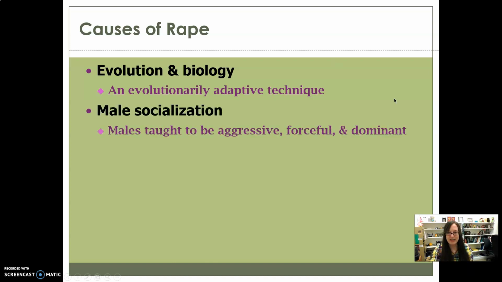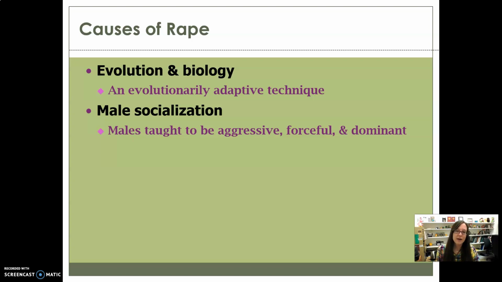So that's one possibility, and again, it's not that somebody is thinking that cognitively, that's just sort of what drives some of our base instincts. So male socialization is another one that could be a potential cause for rape, because males are taught to be aggressive, they're taught to be forceful, they're taught to be dominant. And so if you're taught that all your life and you have a situation, say, where a woman rejects you or makes fun of you or calls you out on your masculinity, you're going to respond with aggression and force and dominance to that situation.